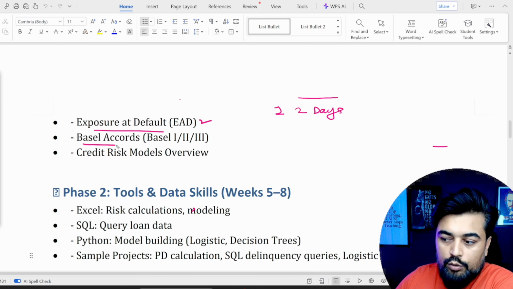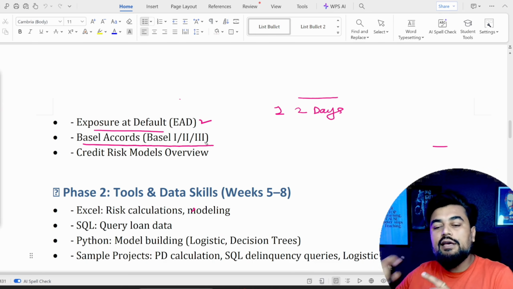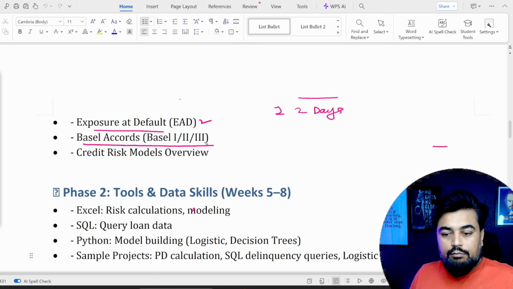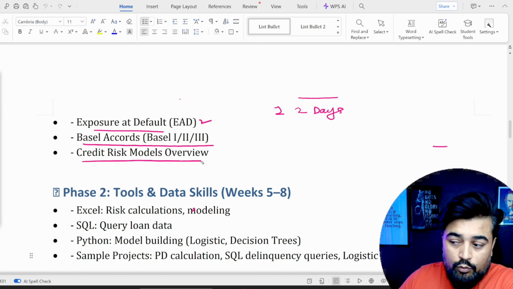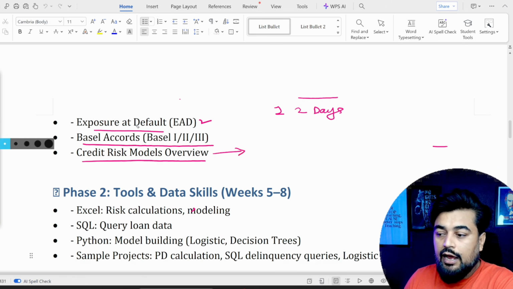Then you need to read about Basel Accords. What are they? How they eventually evolved over a period of time. You should know all of that. Then credit risk models overview. What are the credit risk models? Why they came into the picture? And what are the body?